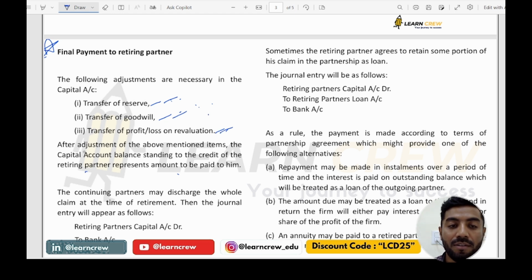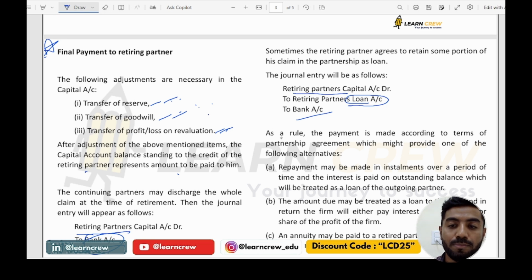Okay. After adjustments, the continuing partners may discharge. So how are they going to discharge now? The balance whatever is payable to the retiring partner. Either they can discharge fully, that is by debiting the retiring partner's capital account and crediting the bank account. They can pay it in one shot. Otherwise, a part of the amount will be paid as a loan as well. In this case, the part of the retiring partner's capital account which is treated as loan is credited, and the remainder is paid through the bank. Okay.